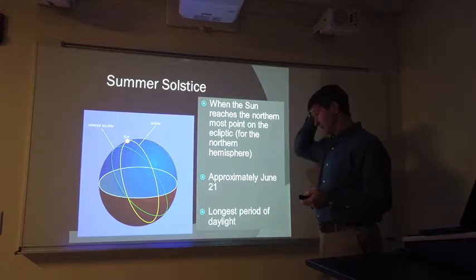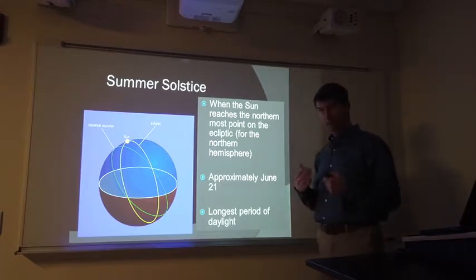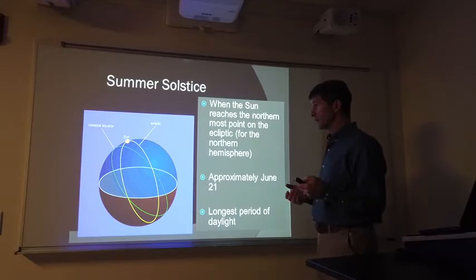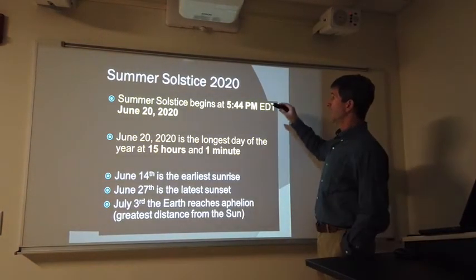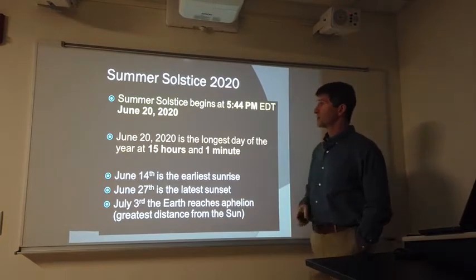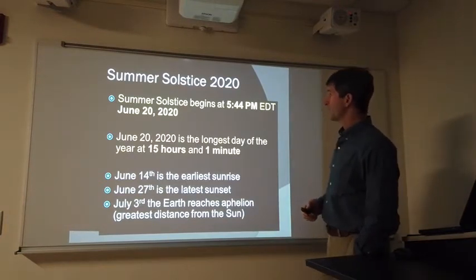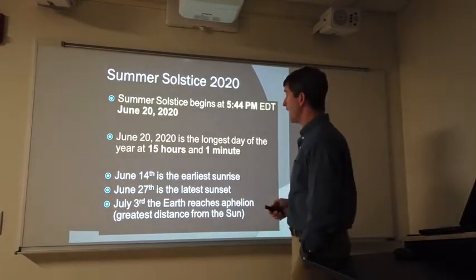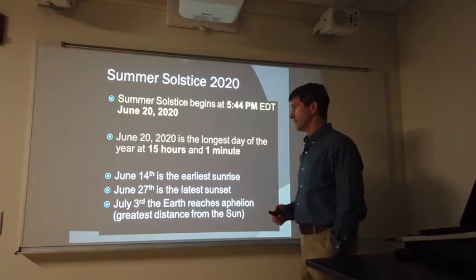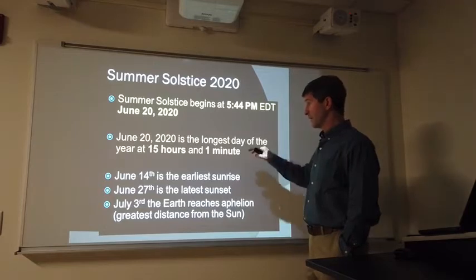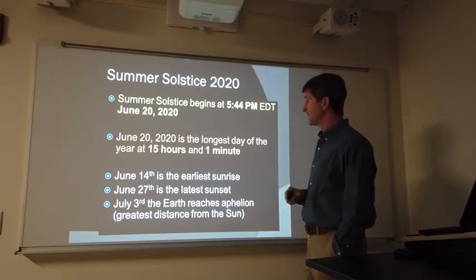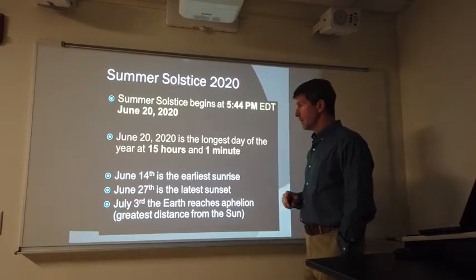It's approximately June 21st. It depends on the calendar. But that is when the sun is going to be out the longest. This year, the summer solstice is June 20th. It happens at 5:44 p.m. It is the longest day of the year. In terms of daylight at our particular location, it's 15 hours and 1 minute.